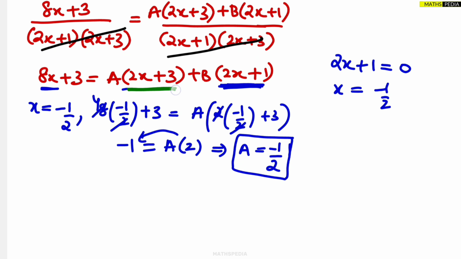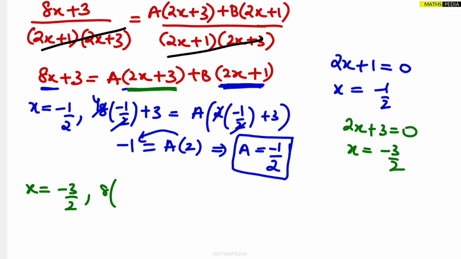Now if you observe, I have to eliminate a. How to eliminate? 2x plus 3, I have to make it as 0. So x value should be minus 3 by 2. So what I have to do? X equal to minus 3 by 2, I have to substitute. So 8 into LHS part, minus 3 by 2 plus 3 is equal to, a part is gone, b part is left out.